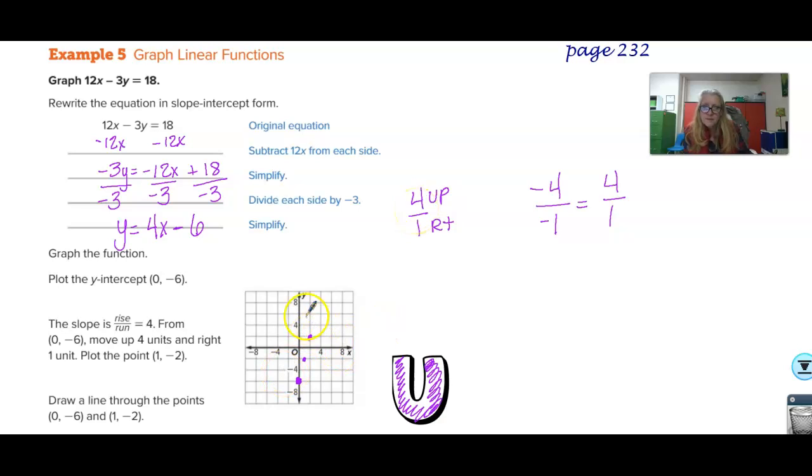I'm going to try to draw this line. Not my best work. But you see what they're saying? Draw the line through the points. This is the y-intercept, -6. And then when we went up 4, right, this is the positive 1, -2 is right here. So that was the first point we graphed. It's much easier to do it with paper and pencil.